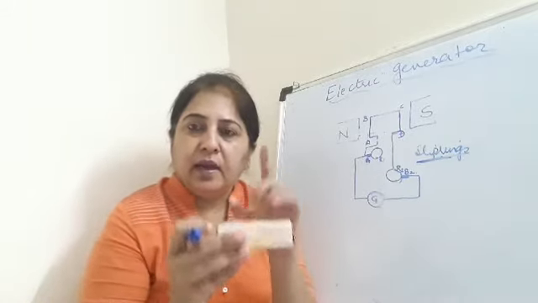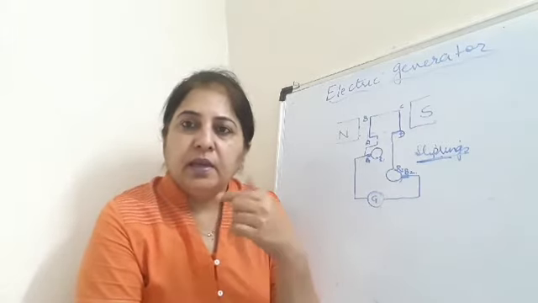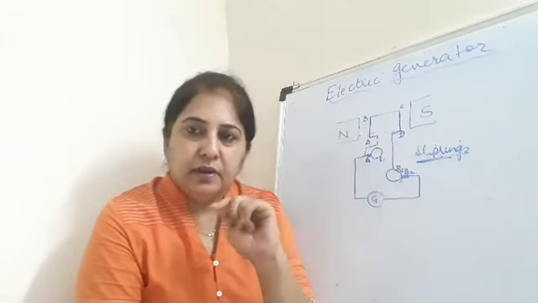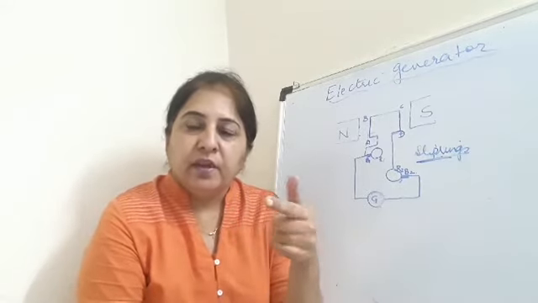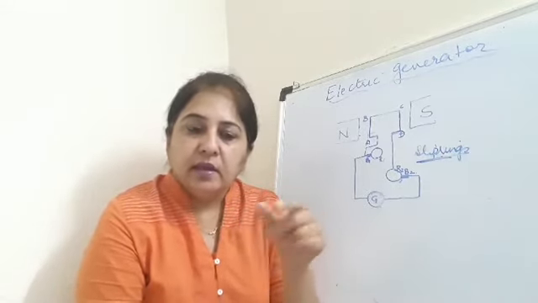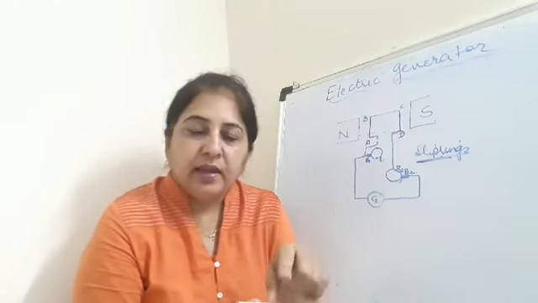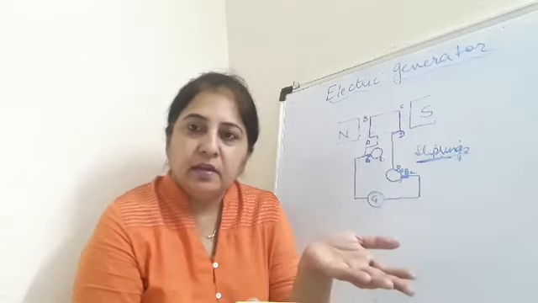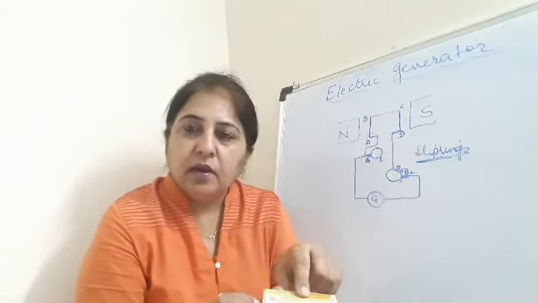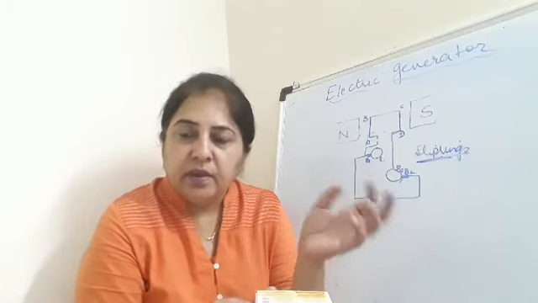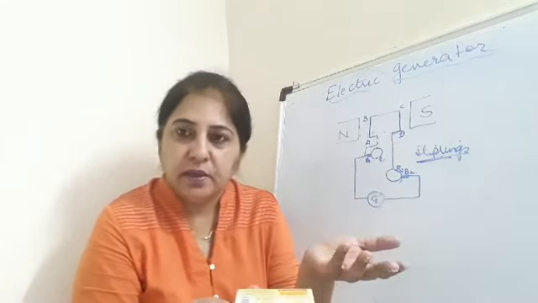As I told you, the electric generator converts mechanical energy into electrical energy, so we first have to rotate the coil. When the coil rotates, current will be induced in the coil, right? Therefore we can say that mechanical energy changes to electrical energy. We can rotate the coil either with the help of water or with the help of wind. That depends on where this generator is being used.